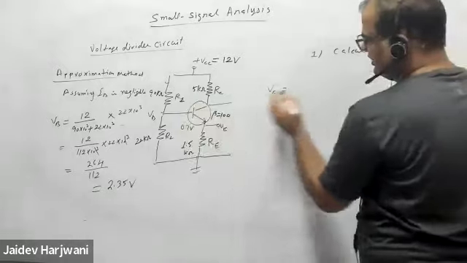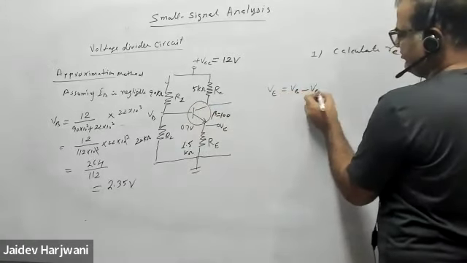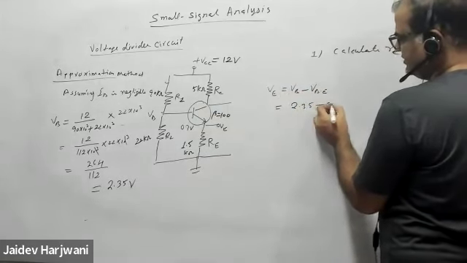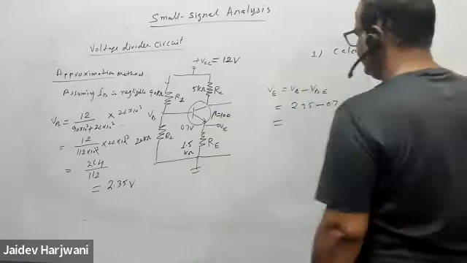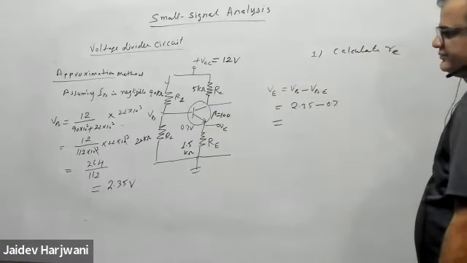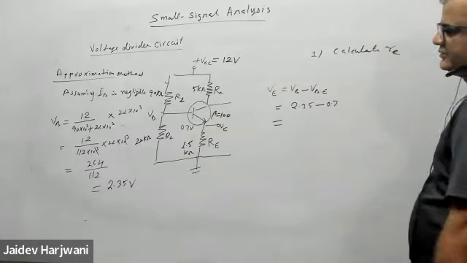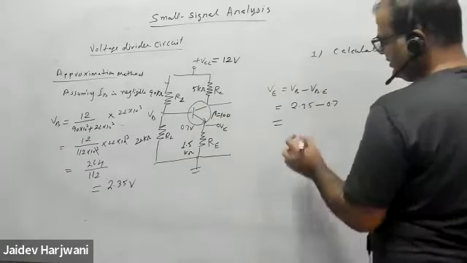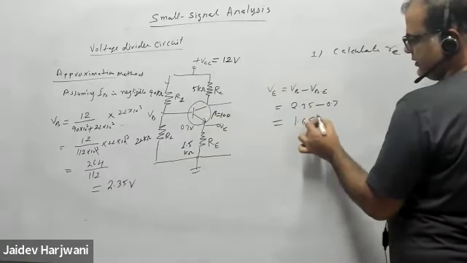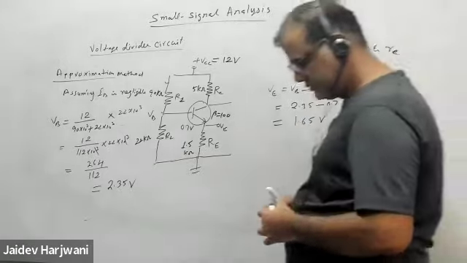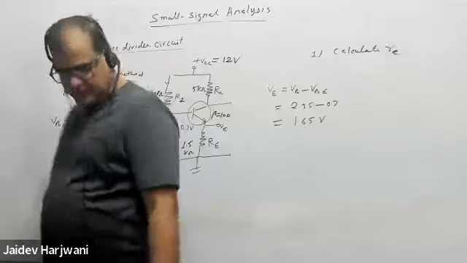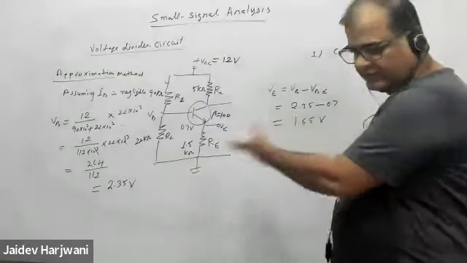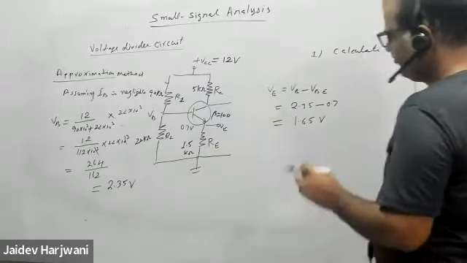VB minus VBE. VB is your 2.35 minus 0.7. How much is coming? Tell me. What is the value? 1.65. Yes or no? Yes, sir, 1.65. Okay. Now you know the VE.